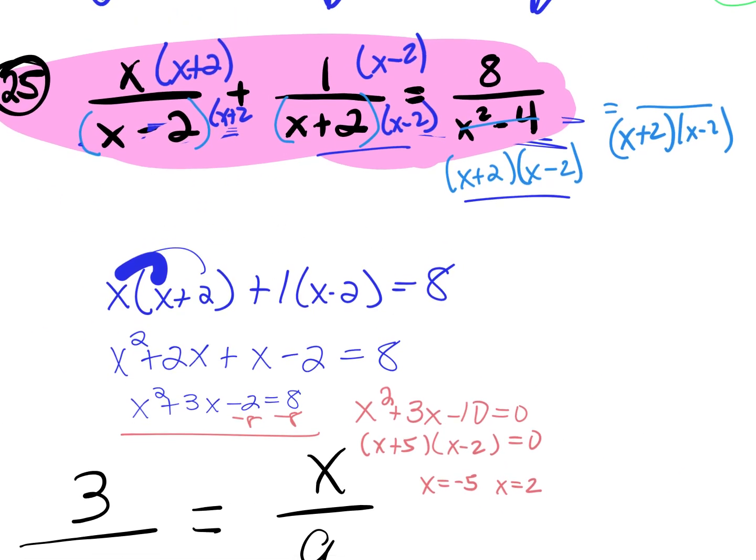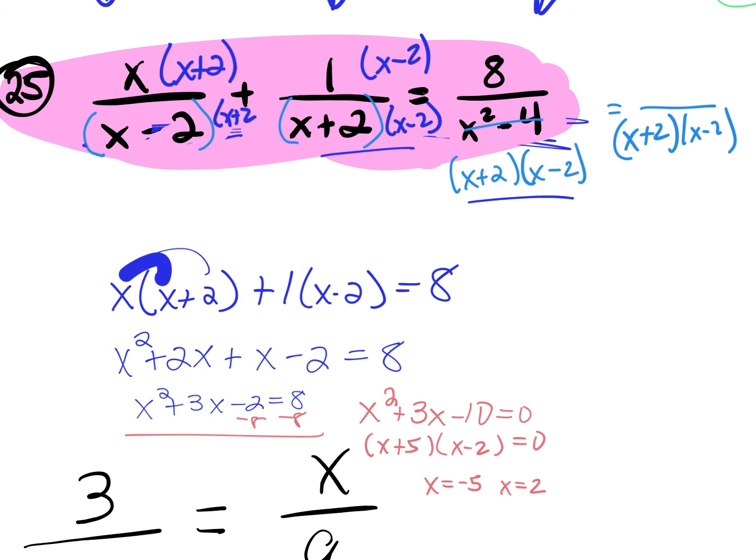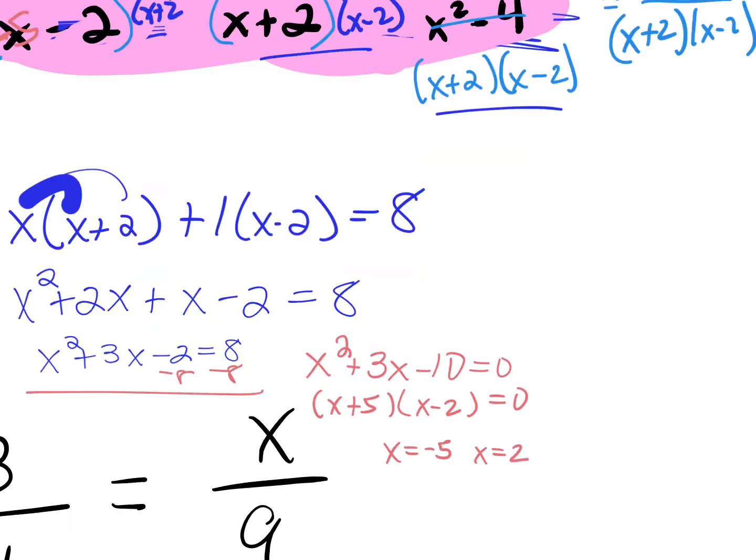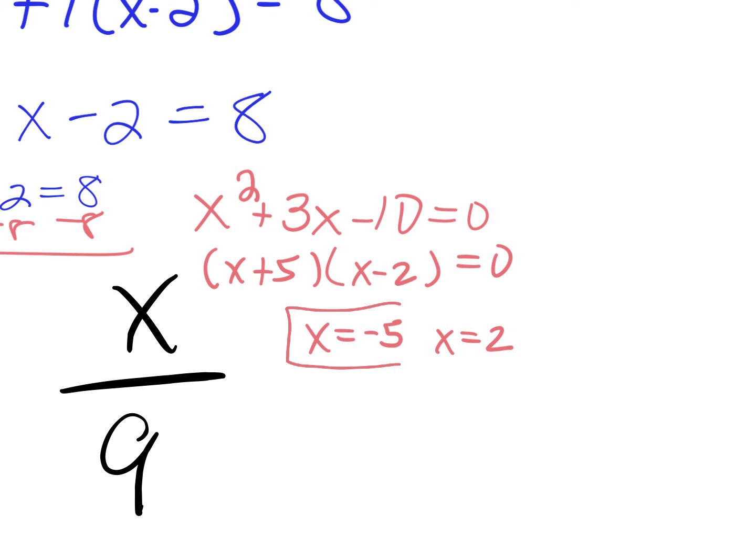I have to check to make sure that the denominator does not become what value? 0. If I plug in negative 5 right here, negative 5 minus 2, is that going to make it 0? What's negative 5 minus 2, guys? Negative 7. Okay, that's not 0. If I plug in the next one, negative 5 plus 2, is that 0? No. If I plug it in the last denominator, negative 5 squared minus 4, is that going to give me 0? No. So negative 5 is a good solution.